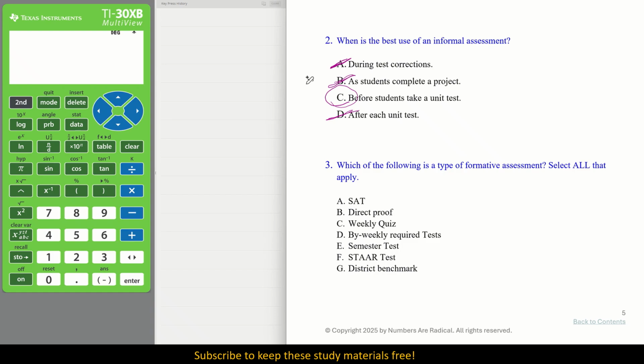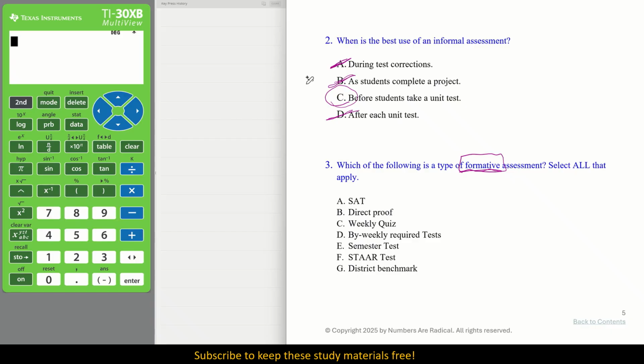Which of the following is a type of formal assessment? Select all that apply. Okay, let's see what we have here. A, SAT. Okay, and it says, oh, not formal. I read that wrong. Formative. Okay, that's what threw me. So no, like I said before, be careful with the words. It doesn't say formal, it says formative.